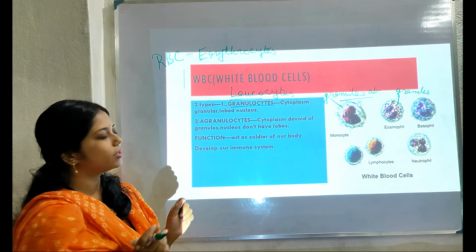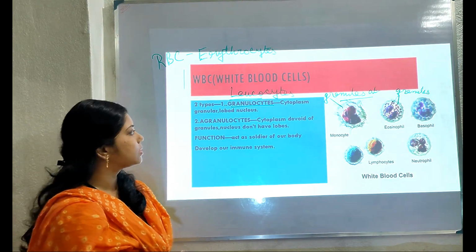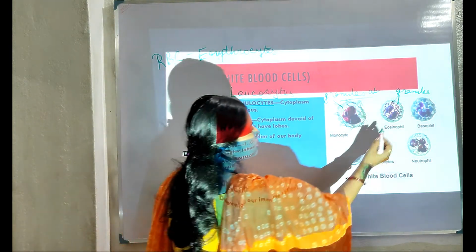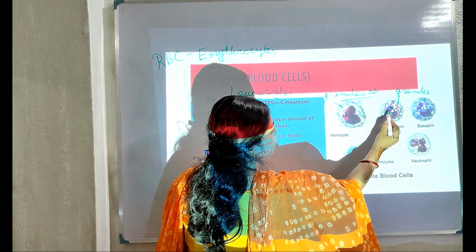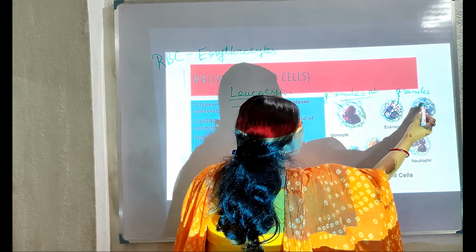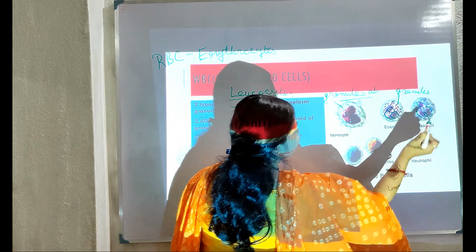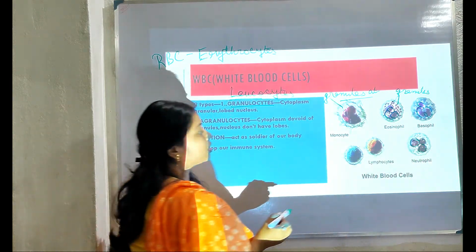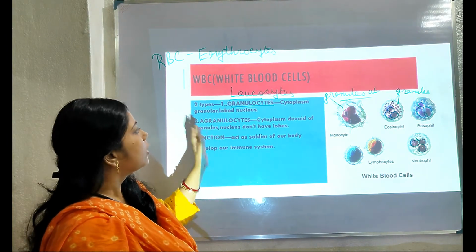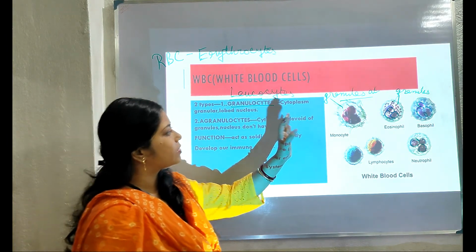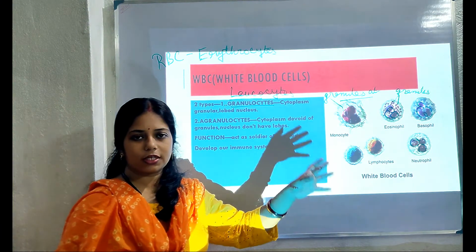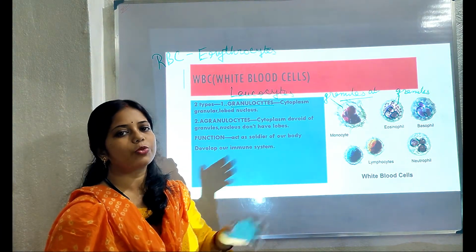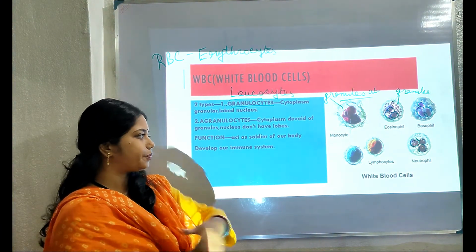The cytoplasm is granular, small granules are present in the cytoplasm and the nucleus is lobed. You can see here one lobe, two lobes. Here also almost 2 or 3 lobes are present. Here distinctly 3 lobes are present and each lobe is interconnected with each other. So the granulocytes have granules in their cytoplasm and the lobes are present in the nucleus.